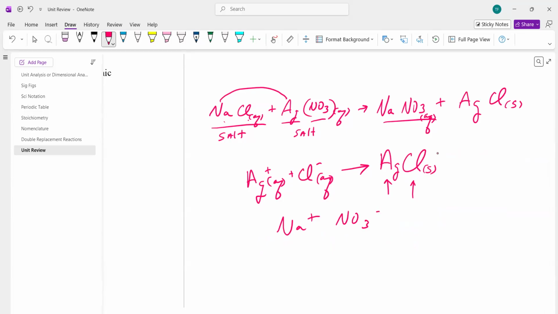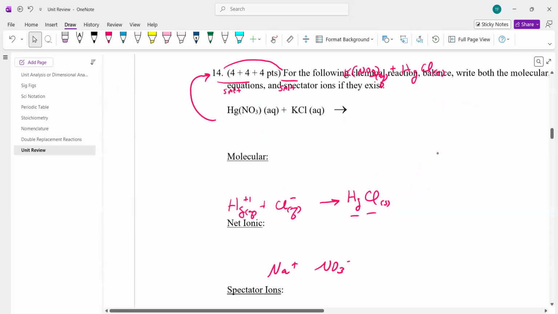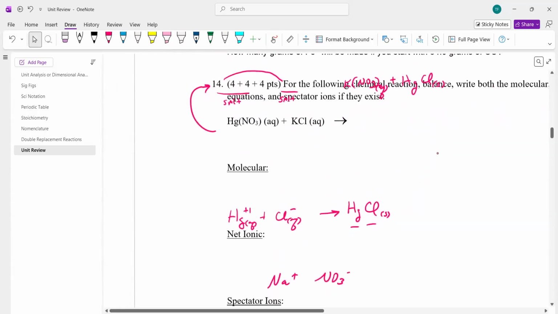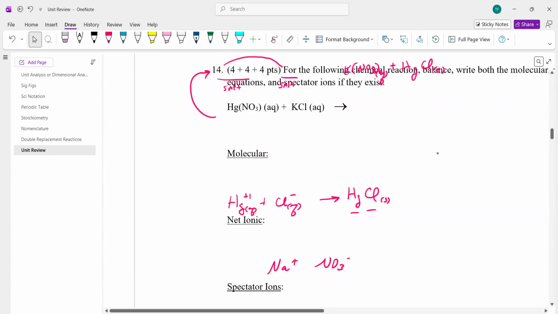It's the original problem. You have to figure out if anything happens, and that's the job of the molecular equation. The spectator. How did you get that? Oh, it's not Na, it's K. Because this up here got moved.